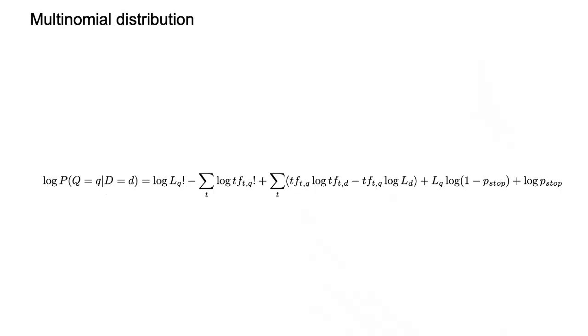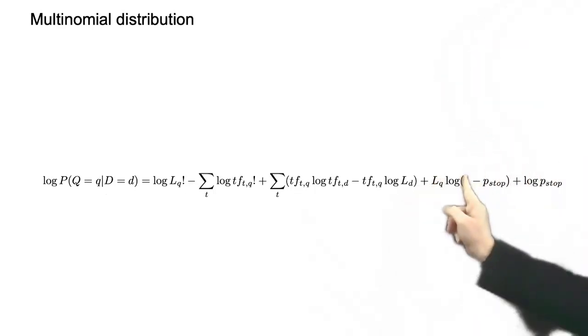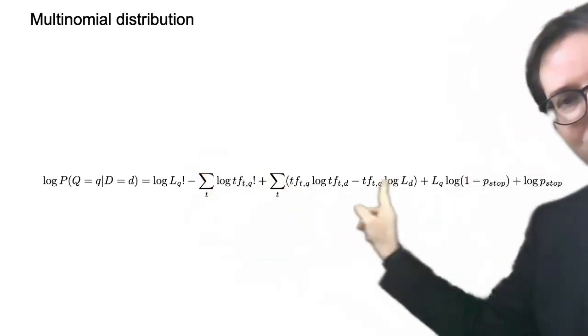Now, what can I get rid of? Everything that doesn't depend on D. So that doesn't depend on D. So that's a constant. I can throw it away. That's also a constant. I can throw it away. So I'm basically left with this, right?